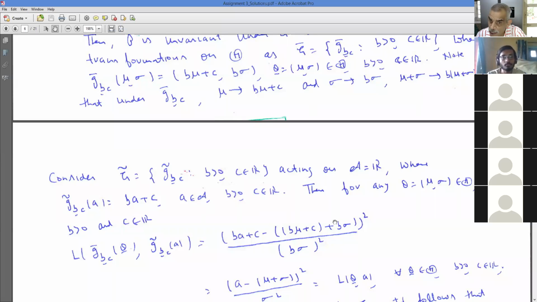Now I have to see whether my loss function is invariant or not, because that is one important aspect. If the loss function is not invariant, your estimation problem is not invariant, right?